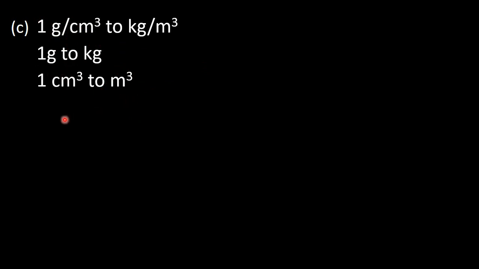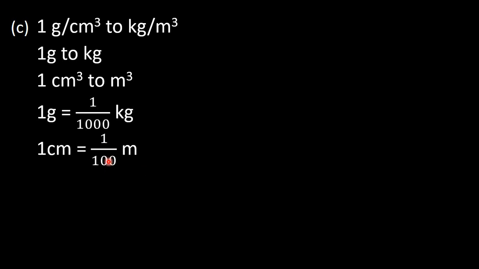Now we know that 1 kilogram is equal to 1,000 grams, which implies that 1 gram is equivalent to 1 over 1,000 kilograms. Then also we know that 1 centimeter is equivalent to 1 over 100 meters. So if we cube on both sides, we shall have 1 centimeter times 1 centimeter times 1 centimeter is equal to 1 over 100 meters times 1 over 100 meters times 1 over 100 meters.